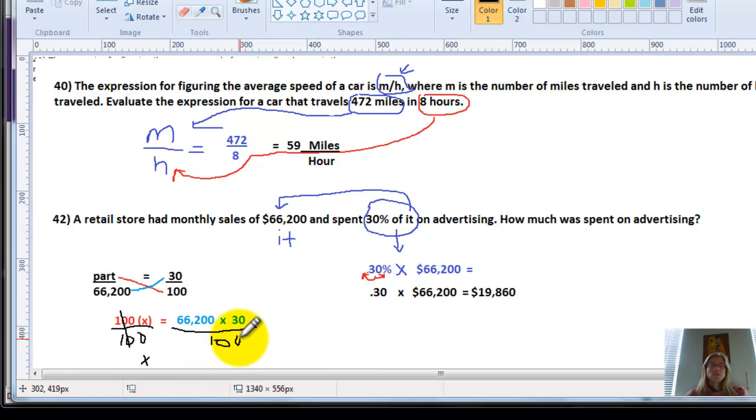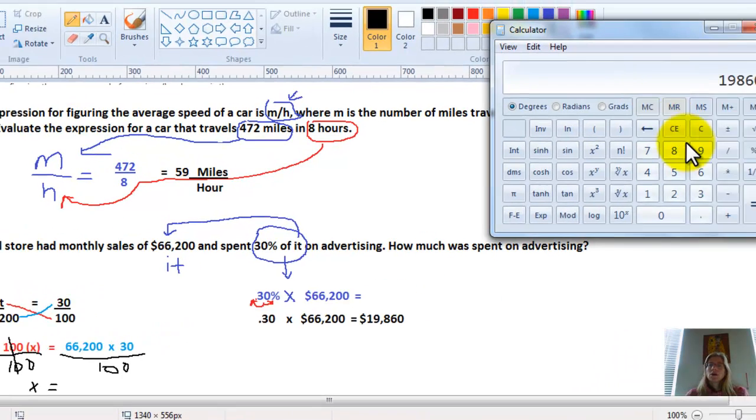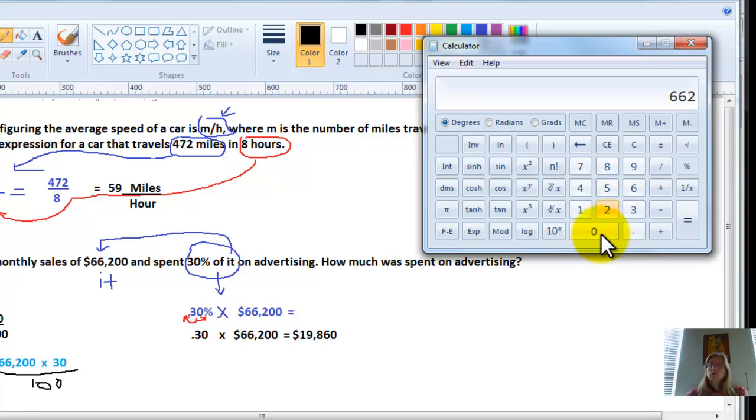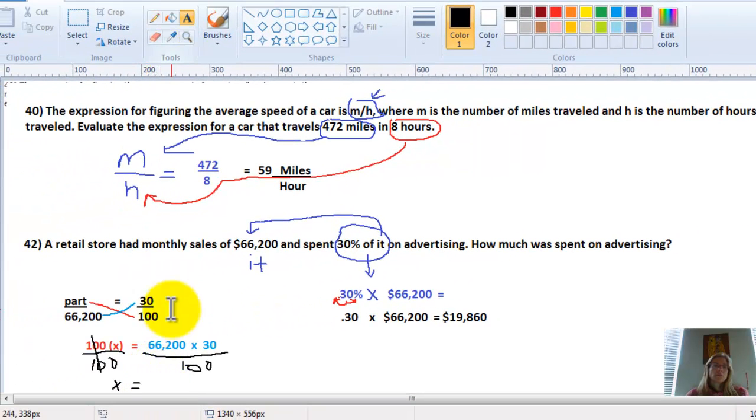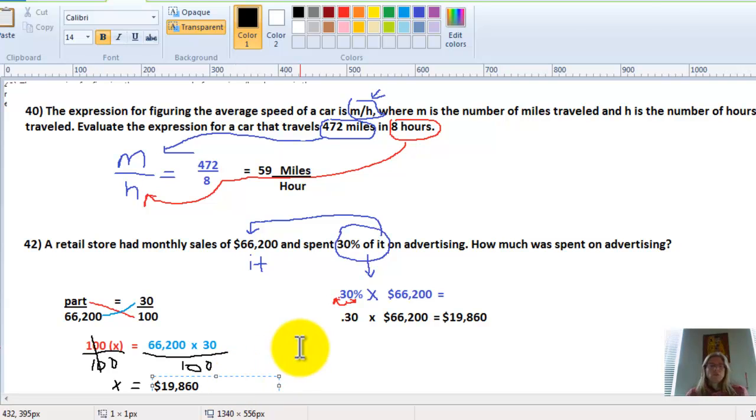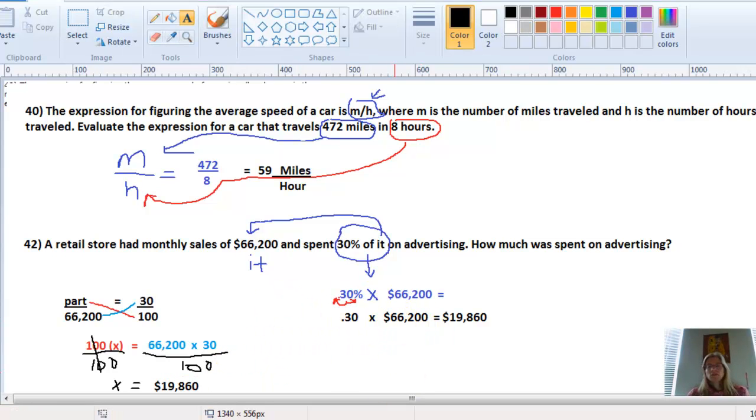So then what happens is that x equals all of this math here. 66,200 times 30 divided by 100, which you can simply put into the calculator. 66,200 times 30 equals, divided by 100 equals the same number, 19,860, which is exactly what it's supposed to do. So the answer then to this problem 42 is 19,860.